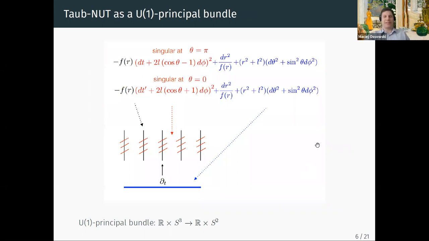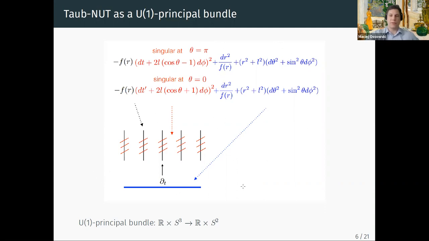Okay, so next I want to consider the geometry beneath the Misner non-singular interpretation, and also beneath the Taub cosmological interpretation. So I want to consider Taub-NUT as a U(1) principal bundle. So we take those two metrics which were non-singular either at theta equal to zero or theta equal to pi, and then we want to decompose them in a certain way.